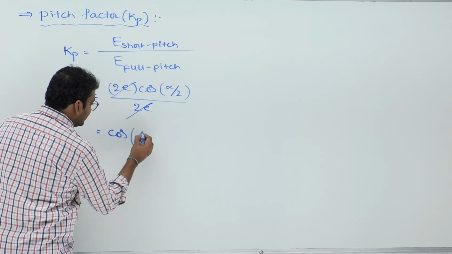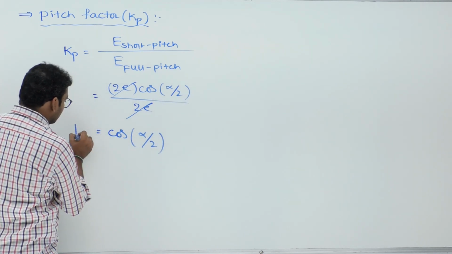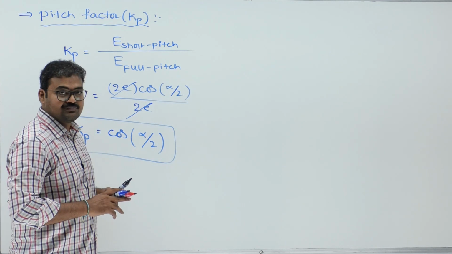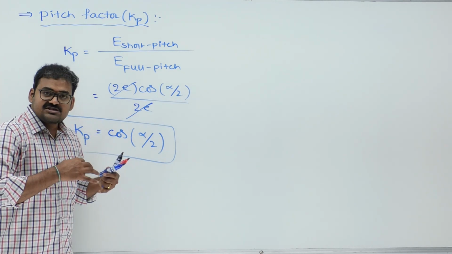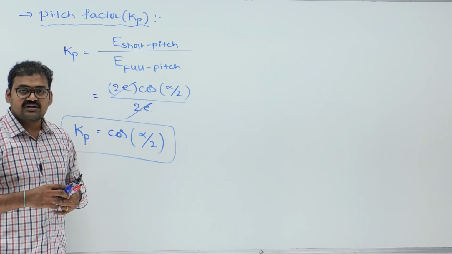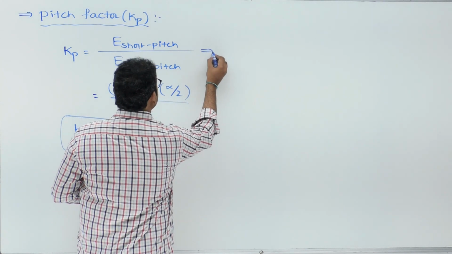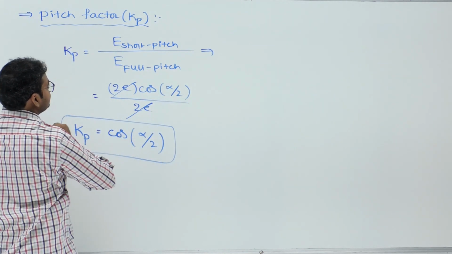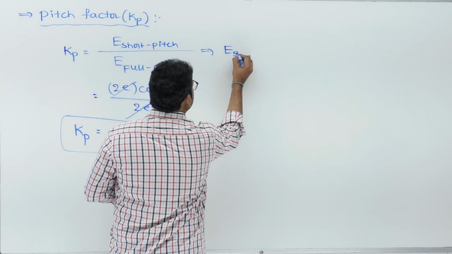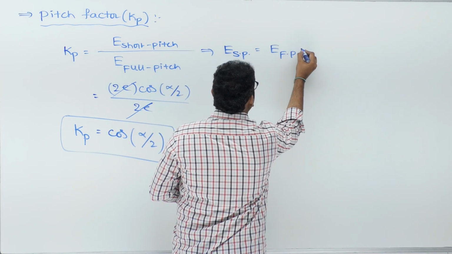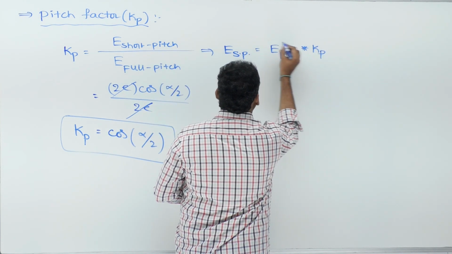So therefore pitch factor is equal to cos alpha by 2. Now, how is this pitch factor an important parameter in the armature winding of a synchronous machine? You see, if you cross multiply this relation, can I write short pitch coil voltage is equal to full pitch coil voltage multiplied by pitch factor?